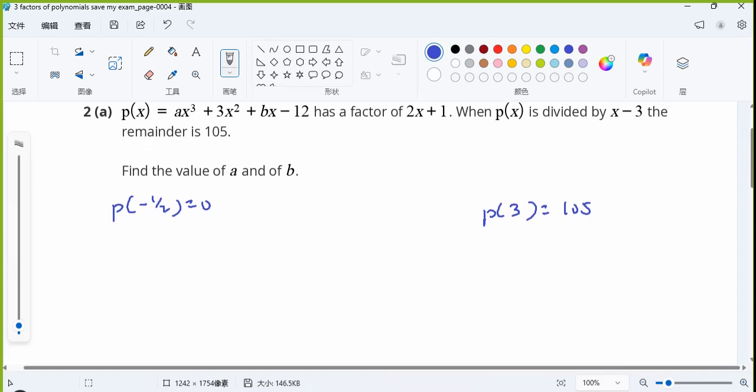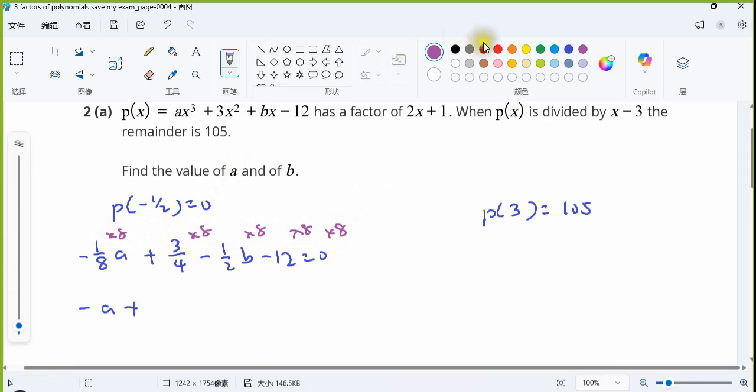This is the remainder. So negative half to the power of 3 is negative 1 over 8a, and then plus 3 over 4 minus half b, and minus 12 equal to 0. So multiply everything by 8. So negative a plus, multiply with 8, multiply with 8. Then this one cancels, 2, 4.